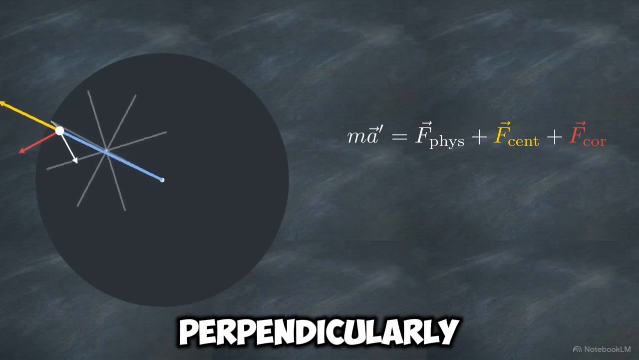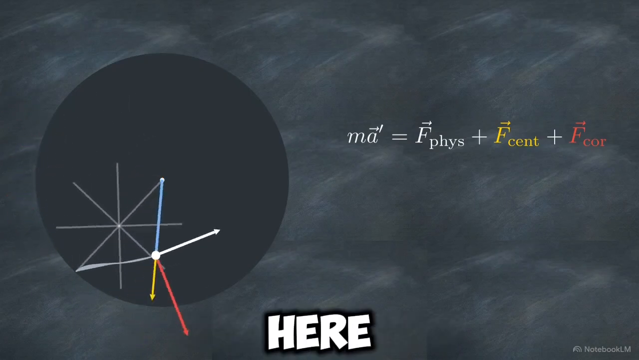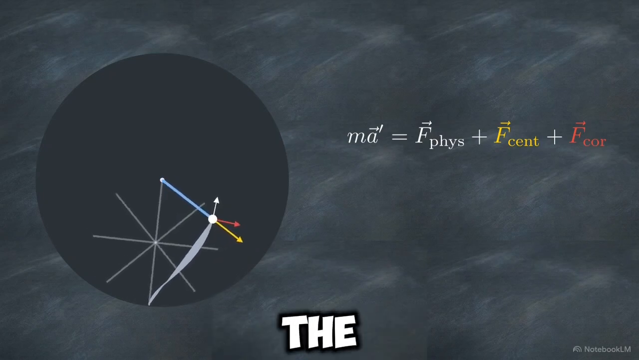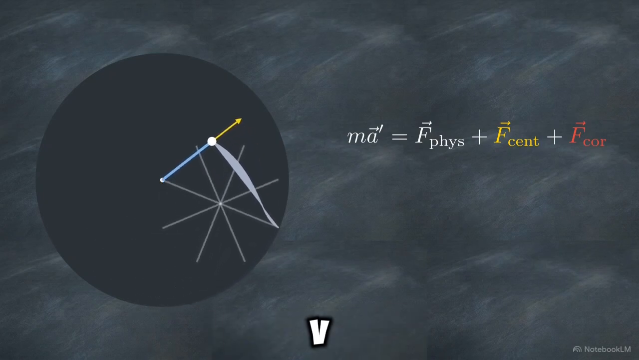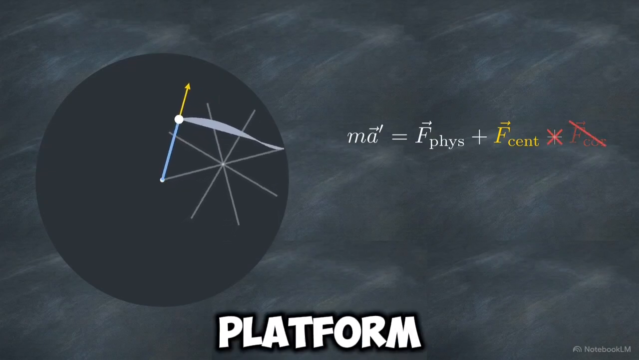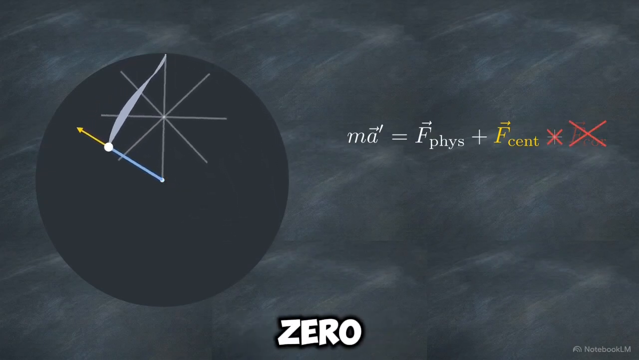It acts perpendicularly to the object's direction of motion. Notice a critical distinction here. The mathematical existence of the Coriolis force depends entirely on the object having a velocity, v prime, relative to the rotating platform. If the object sits still, the Coriolis force is exactly zero.